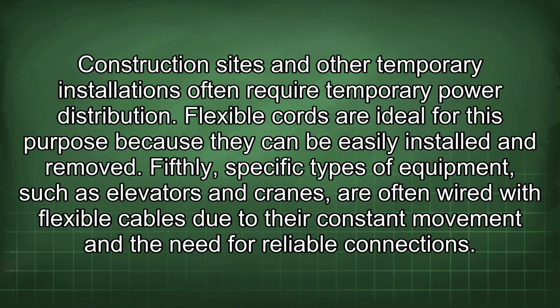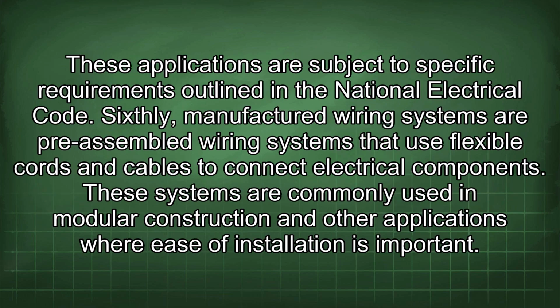Fifthly, specific types of equipment, such as elevators and cranes, are often wired with flexible cables due to their constant movement and the need for reliable connections. These applications are subject to specific requirements outlined in the National Electrical Code. Sixthly, manufactured wiring systems are pre-assembled wiring systems that use flexible cords and cables to connect electrical components. These systems are commonly used in modular construction and other applications where ease of installation is important.